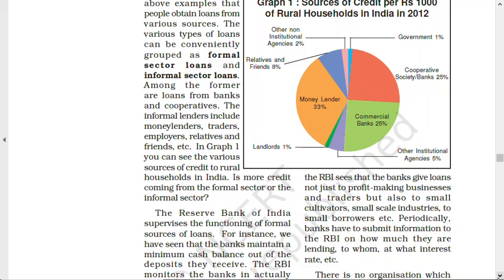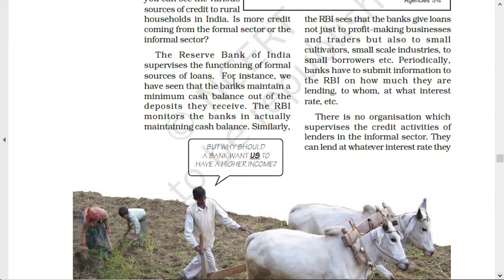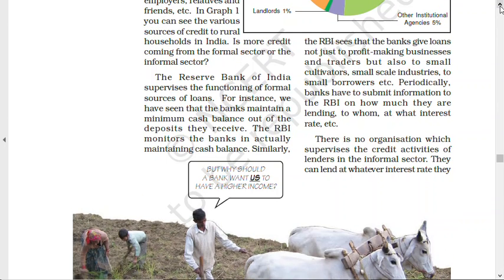It says the Reserve Bank of India supervises the functioning of the formal sector sources of loan, because the Reserve Bank of India is the central bank of India. It is the bank of the banks. For instance, we have seen that the bank maintains a minimum cash balance out of the deposits they receive. The RBI monitors the banks in actually maintaining the cash balance. So RBI of course regulates the banking system in the country. The RBI sees that the banks give loans not just to profit making businesses and traders, but also to small cultivators, small scale industries, small borrowers, etc.